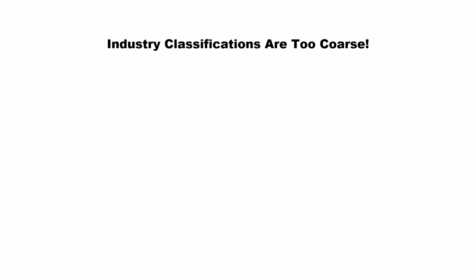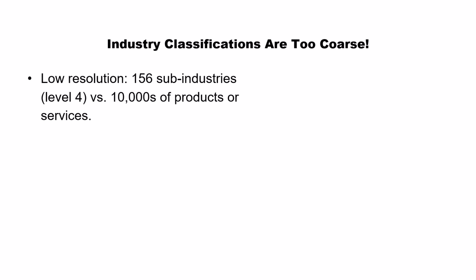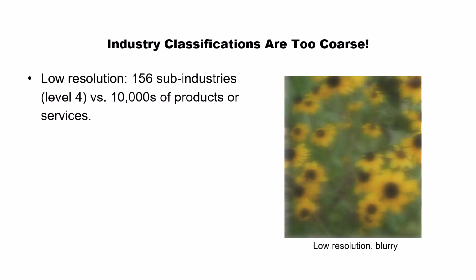Why DataSource? The fundamental reason is that industry classifications are too coarse. Typical industry classifications provide a blurry picture due to low resolution. For instance, GICS has 156 sub-industries at the most granular level, level 4, but there are tens of thousands of products and services out there.